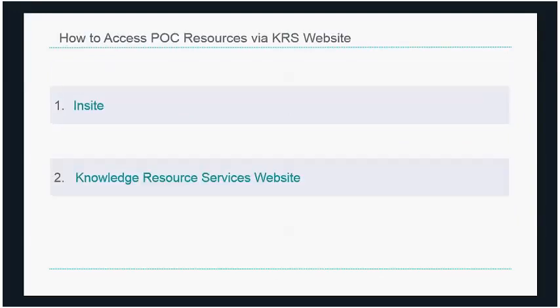You can access point-of-care resources through the KRS website. If you're not already familiar with our website, there are two ways to get to it. You can do a keyword search or browse for us on the Insight webpage, or you can simply type our URL in the Internet browser, which is krs.ahs.ca. You can access Procedures via a mobile app as well, which we'll talk about later in our session.